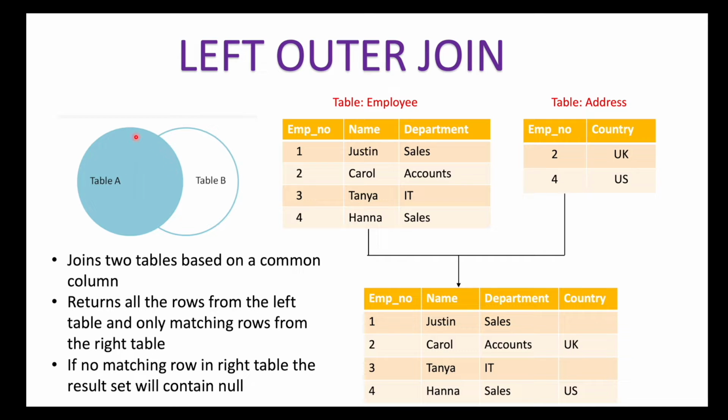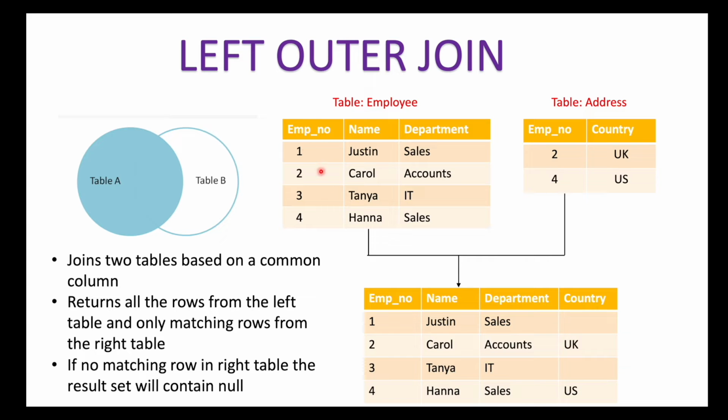If you can see, table A is selected entirely, but only the matching values from table B are retrieved. The other part is white, right? It's not selected. So left outer join will retrieve all the rows from the left table and only the matching rows from the right table. If there is no record found in the right table for a particular key value, then it will be null.